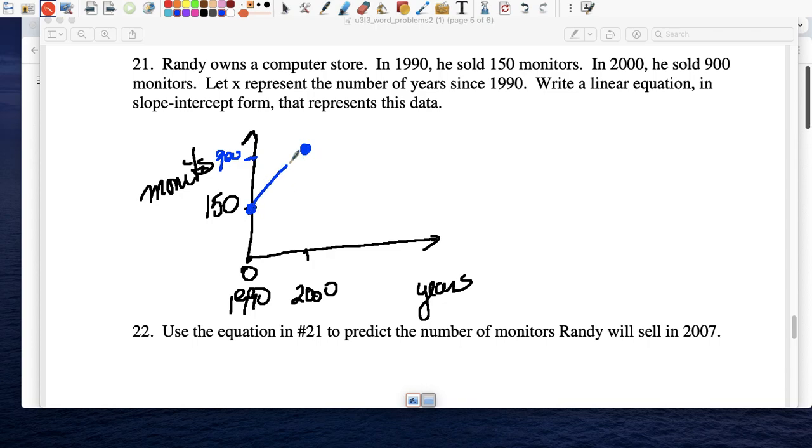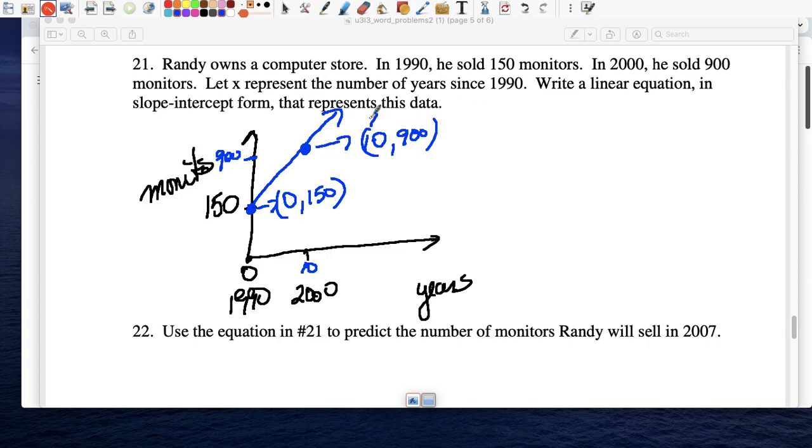Well, let's write a linear equation for this. So that's what it looks like, those 2 points. The tricky part is understanding that you're not going to write 1990 and 2000. You write 1990 as 0, and 2000 is 10 years after. So this point over here is 10, representing 10 years after. He was selling 900 monitors. At 0, at the beginning, he was selling 150. Those are the 2 points you're going to work with.